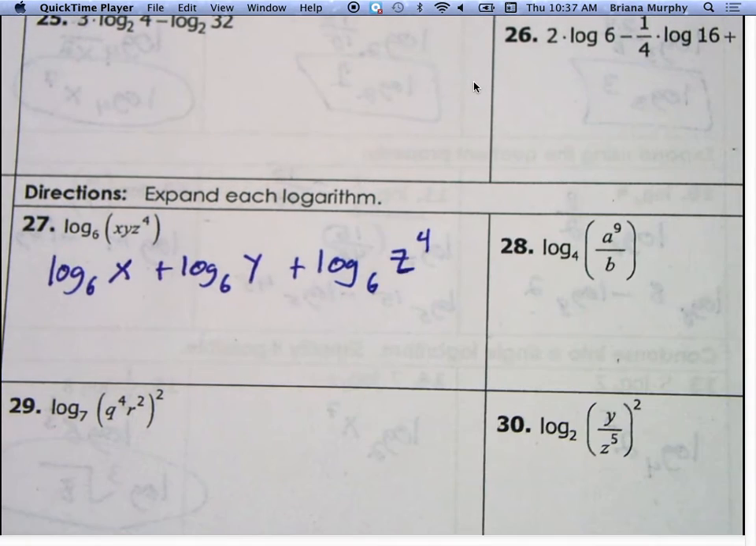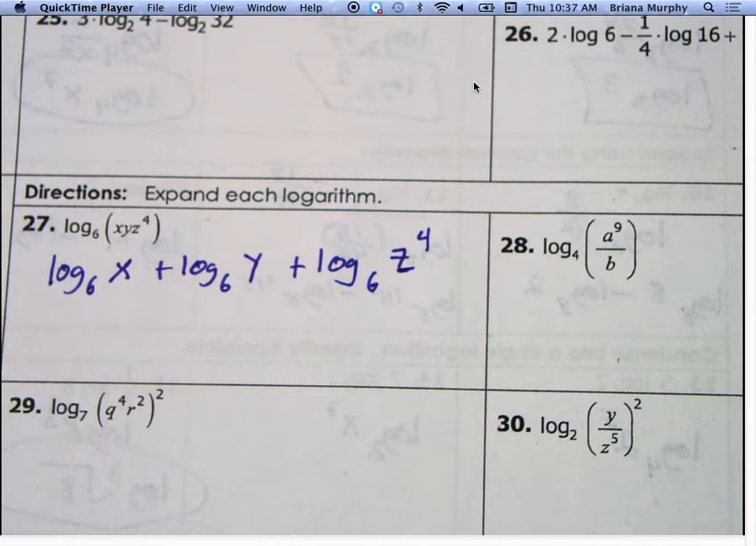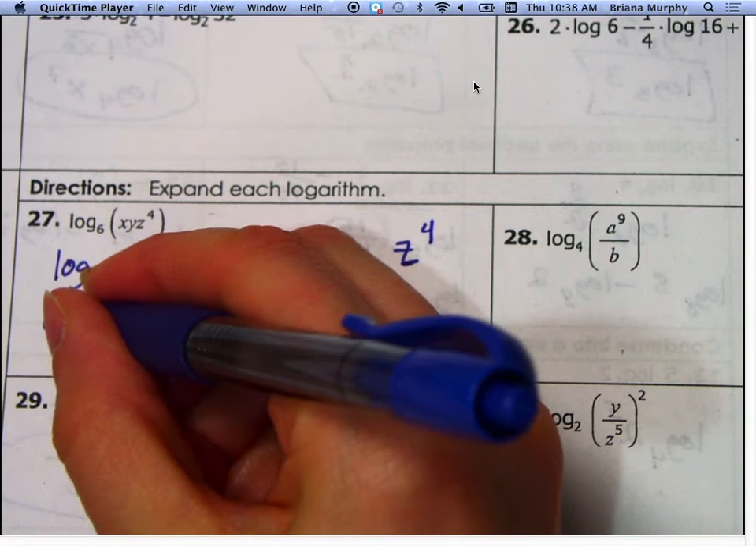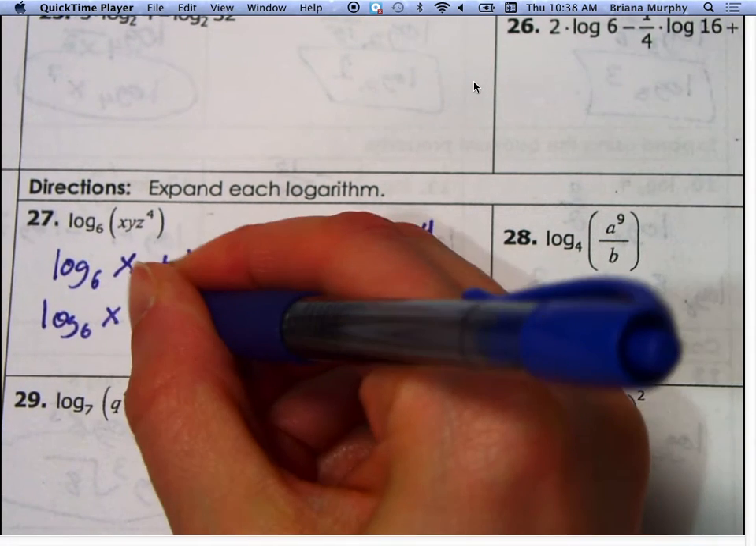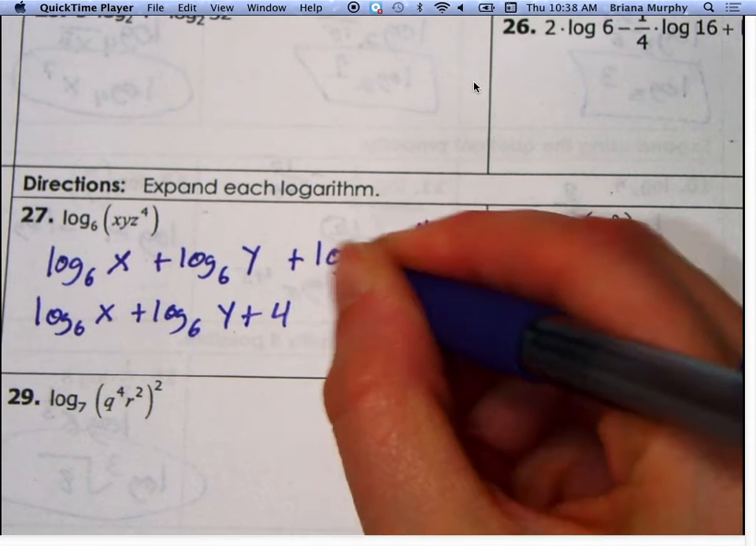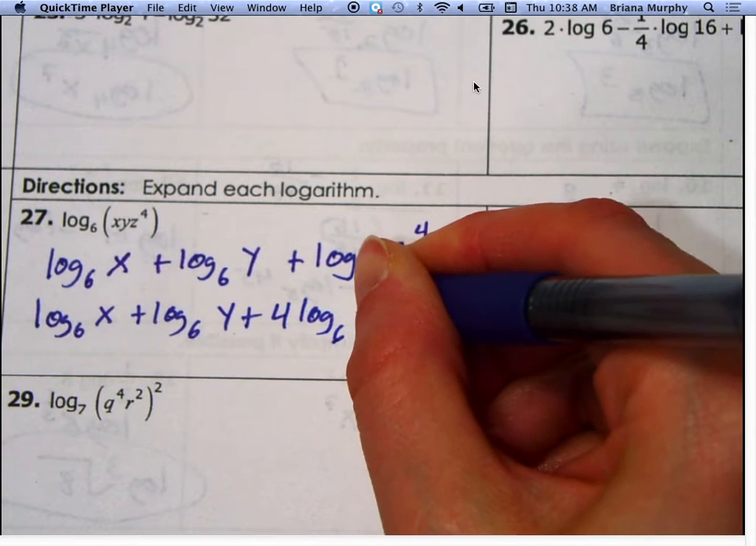And now, is there anything else I can do? I want you guys to start seeing it. It's smaller. So look at it. Is there anything else I could expand on? I expanded on product. You could move it forward. I can move the 4. I can do power rule. So I have log base 6 of x plus log base 6 of y plus 4 log base 6 of z.